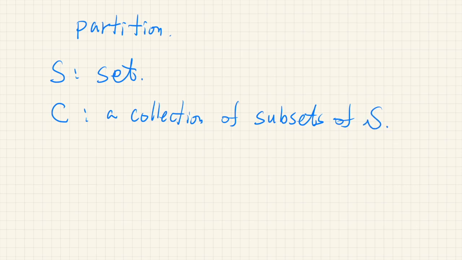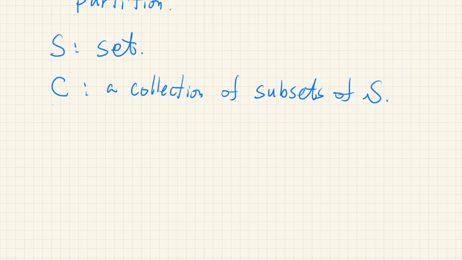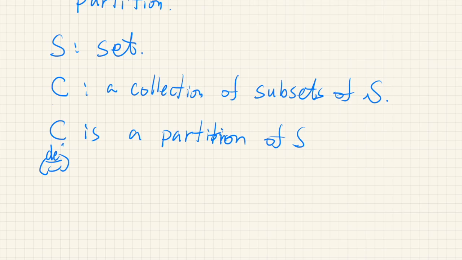It may not contain all the subsets, so it's not a power set. So let C be just a collection of subsets. Then we say C is a partition of S if the following conditions are satisfied. There are three conditions.